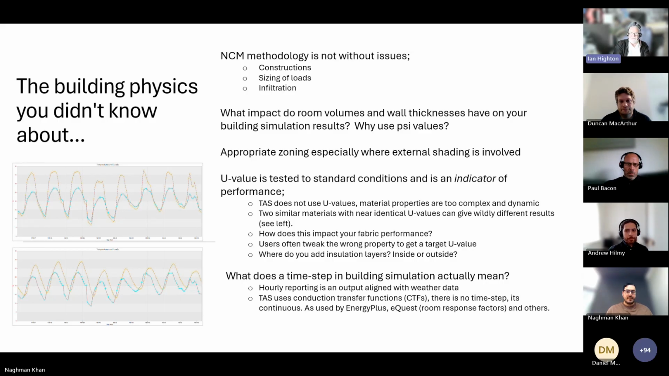I don't know about appropriate zoning where external shading is involved. I'm guessing this is our external zone thing where you're putting loads of shades outside. Is that about right, guys?